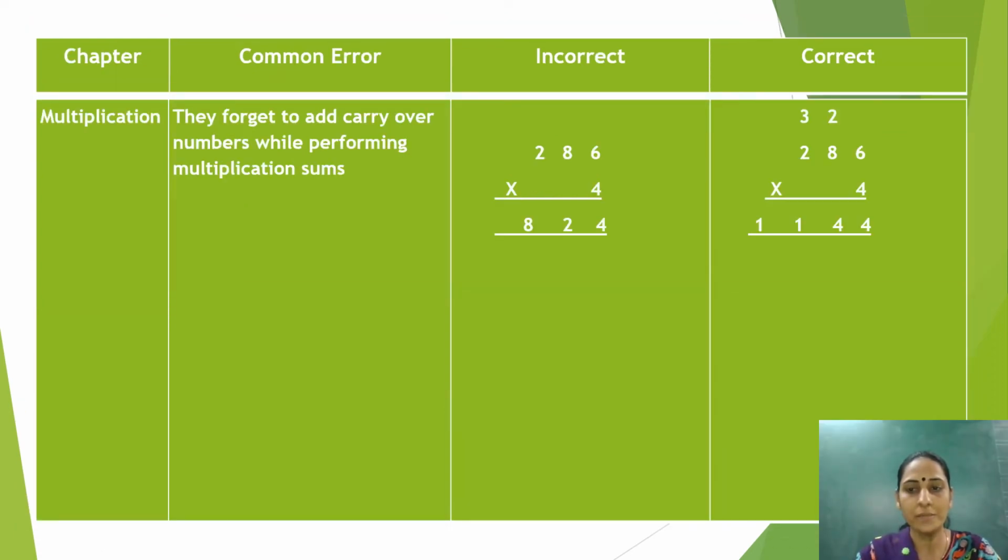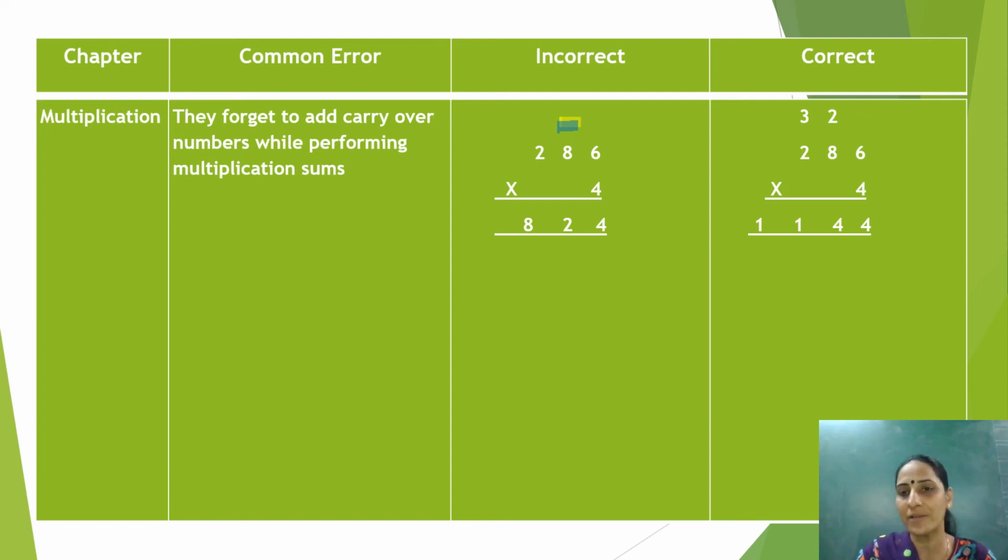Okay, so now in chapter multiplication, what is the common error they are doing? They forget to add the carryover numbers while performing the multiplication sum, right? Same mistake that they were doing in the addition chapter also, right? Again they are forgetting to add the carryover numbers, right? So over here, what is the incorrect portion? Just check it. 6 fours are 24. So they have to write down 4 over here and write down the 2 over here. But they forget to write that number over here. So that's why they are not counting that number also.